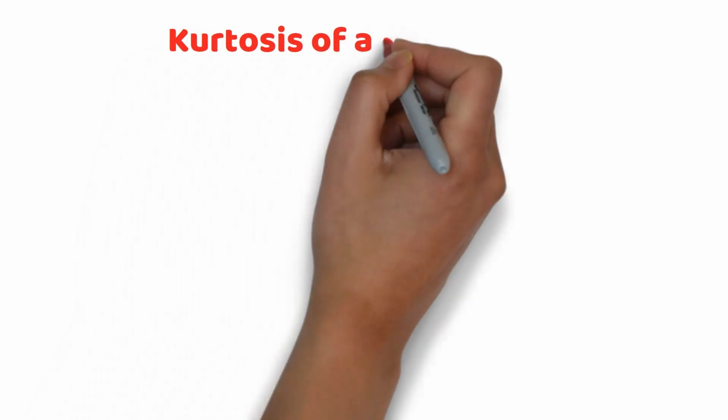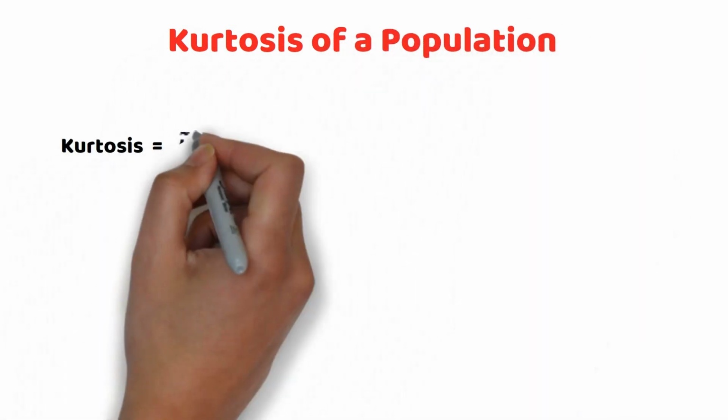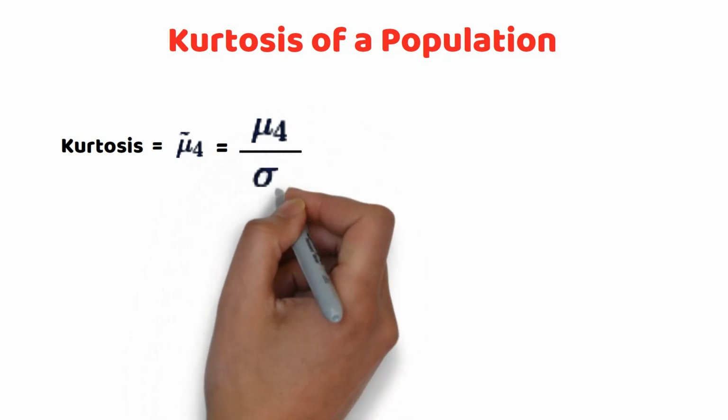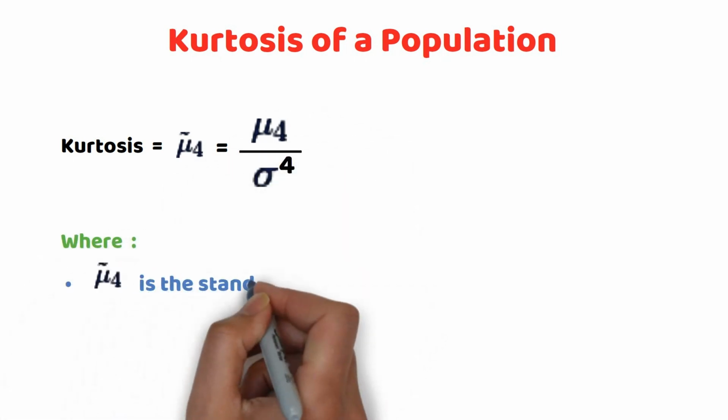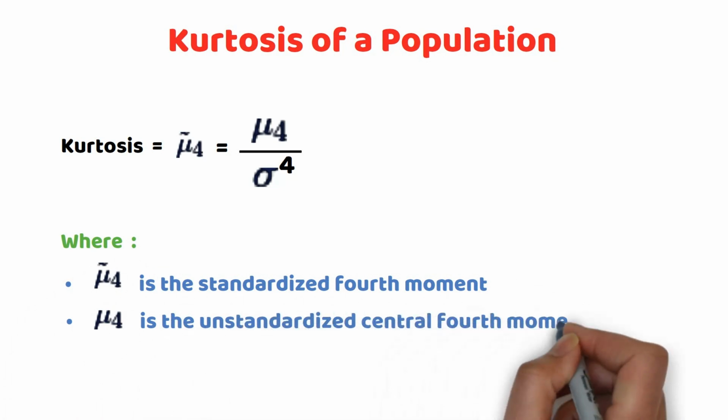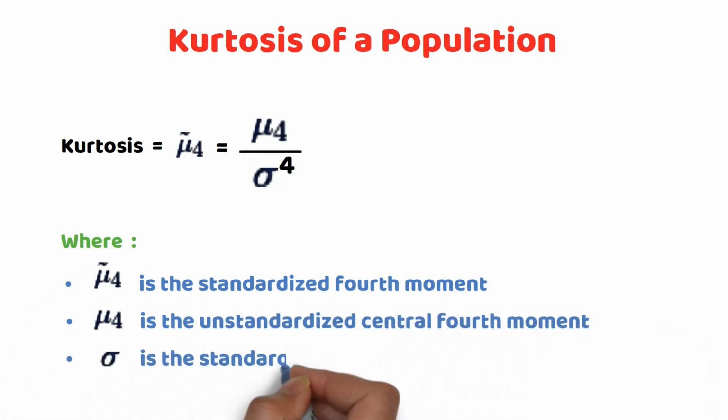Kurtosis of a population is given by mu tilde 4, which is equal to mu 4 divided by sigma to the power 4. Mu tilde 4 is the standardized fourth moment. Mu 4 is the unstandardized central fourth moment, and sigma is the standard deviation.